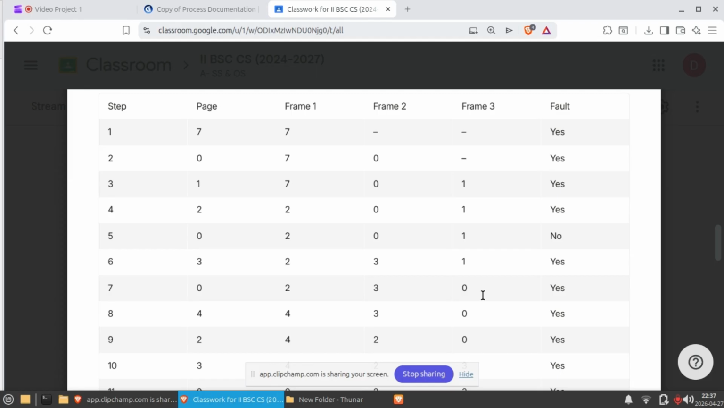Let's revise. Memory uses paging. When full, page replacement happens, using FIFO and LRU methods. I hope all of you understood this concept.